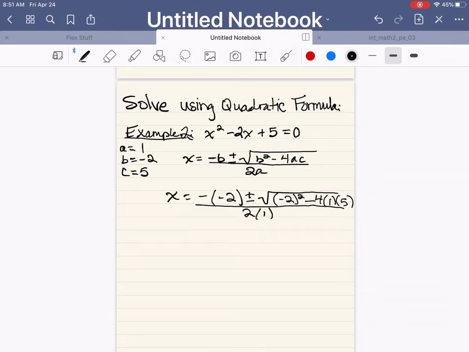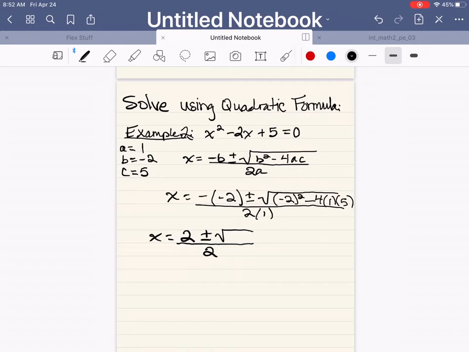So remember, we're going to go ahead and simplify the opposite of b and 2a. So x equals opposite of negative 2 is positive 2 plus or minus radical some number that we're going to go get in a minute, all over 2 times 1, which is 2.